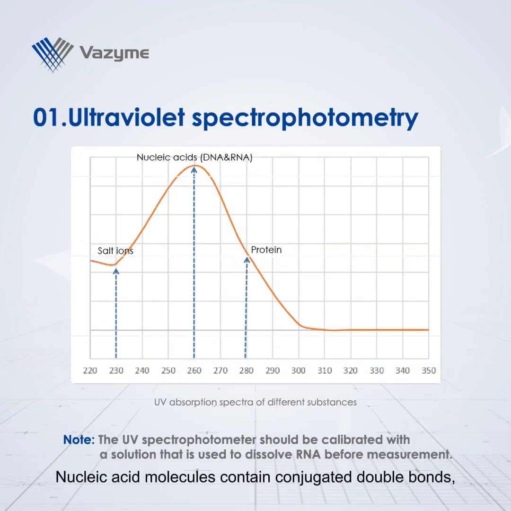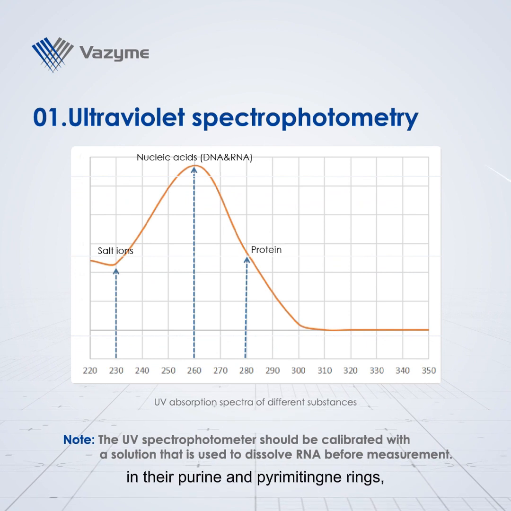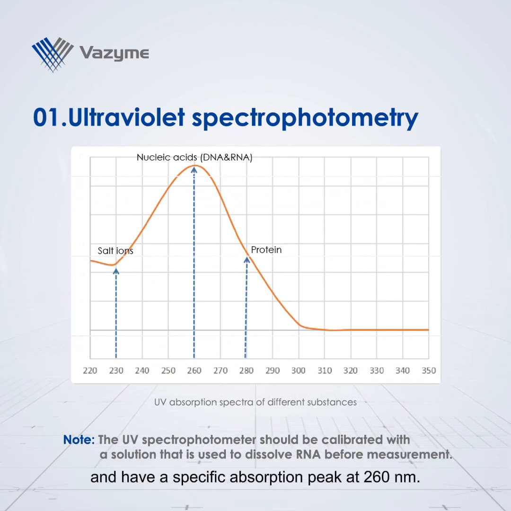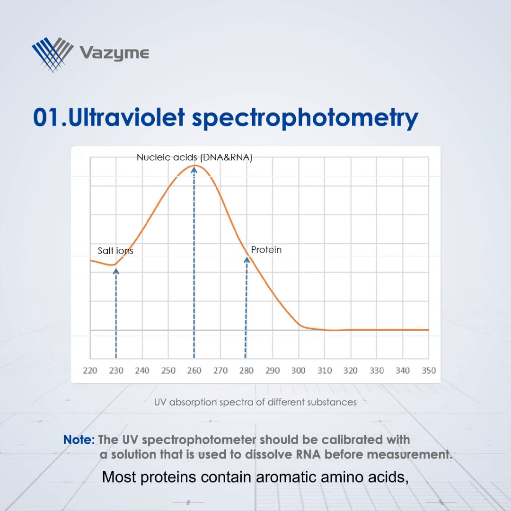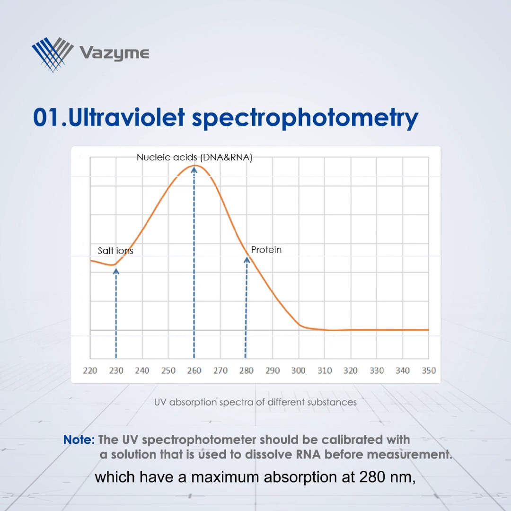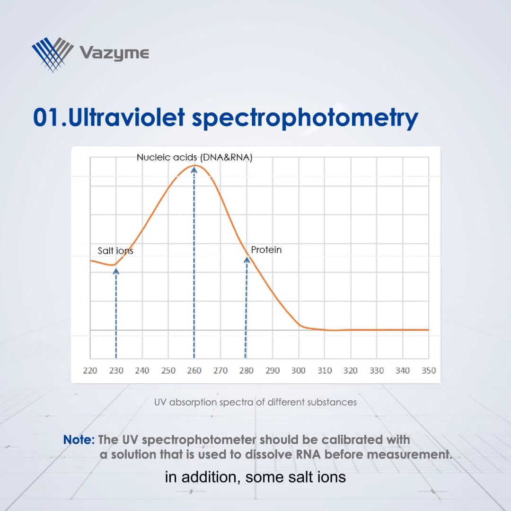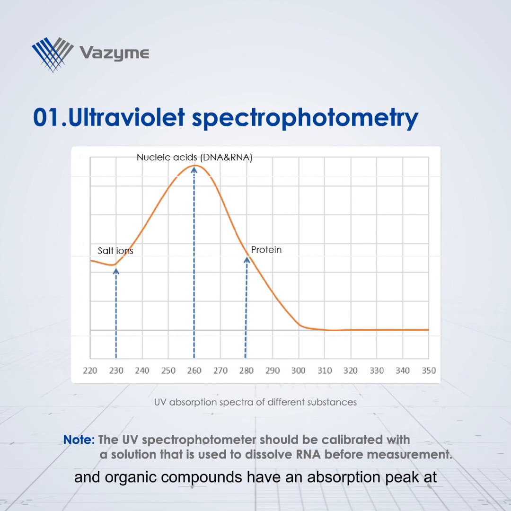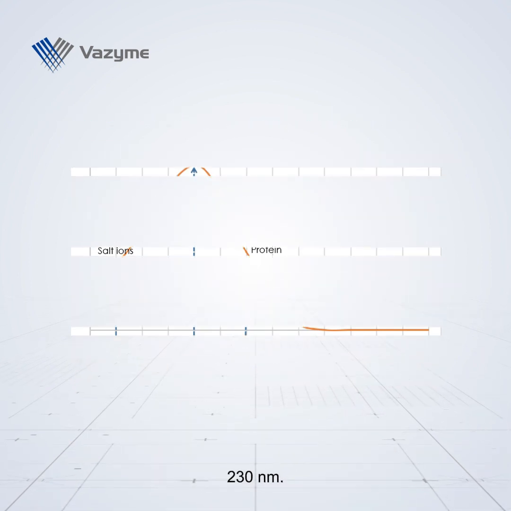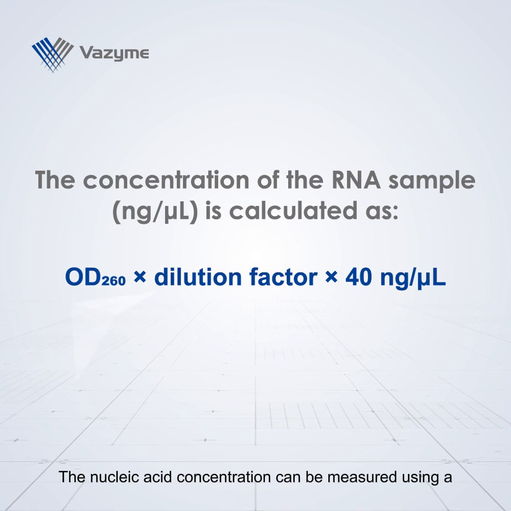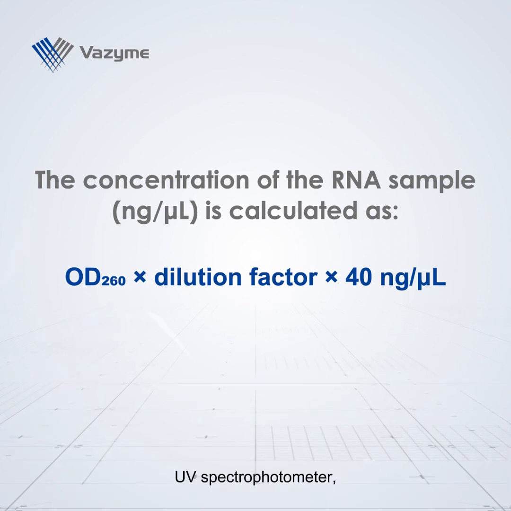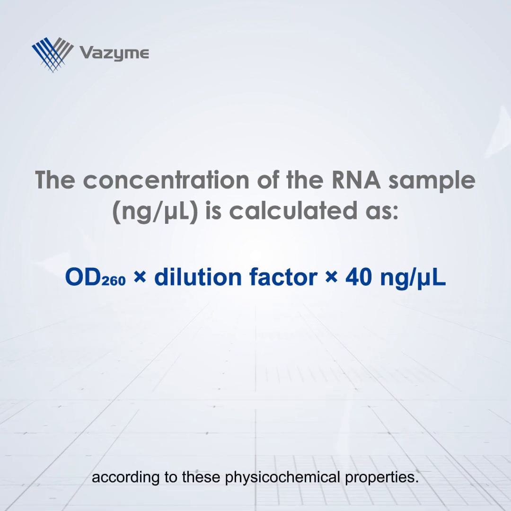Nucleic acid molecules contain conjugated double bonds in their purine and pyrimidine rings that can absorb ultraviolet light and have a specific absorption peak at 260 nanometers. Most proteins contain aromatic amino acids, which have the maximum absorption at 280 nanometers. In addition, some salt ions and organic compounds have an absorption peak at 230 nanometers. The nucleic acid concentration can be measured using a UV spectrophotometer, according to these physicochemical properties.